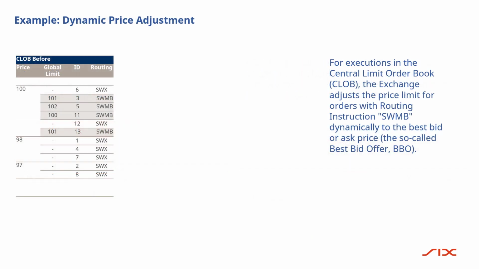Now, let's have a closer look at pegging, also called dynamic price adjustment. For executions in the central limit order book, the exchange adjusts the price limit for orders with routing instruction SwissAtMid dynamically to the best bid or ask price. In this example, we look at the buy side. The current BBO is 100.